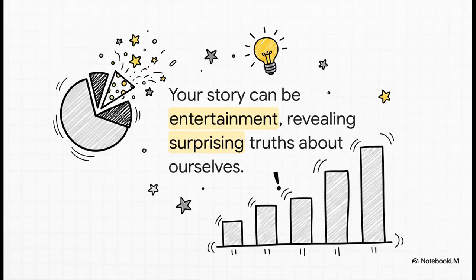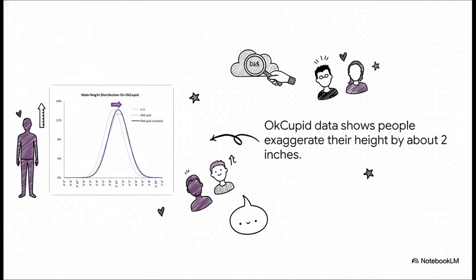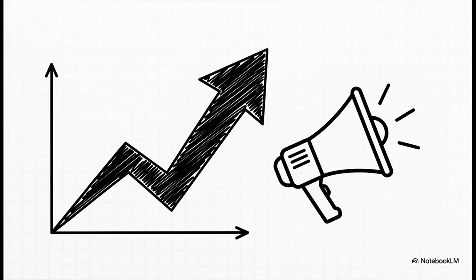A data story can also just be fun. I mean, sometimes the goal is pure entertainment, digging up surprising or funny truths about ourselves that are just too good not to share. And this one is brilliant. The dating site OkCupid crunched their user data and found that, on average, people add about 2 inches to their height on their profiles. It's not some world-changing scientific discovery, but it's a hilarious, relatable little insight into human nature, isn't it?